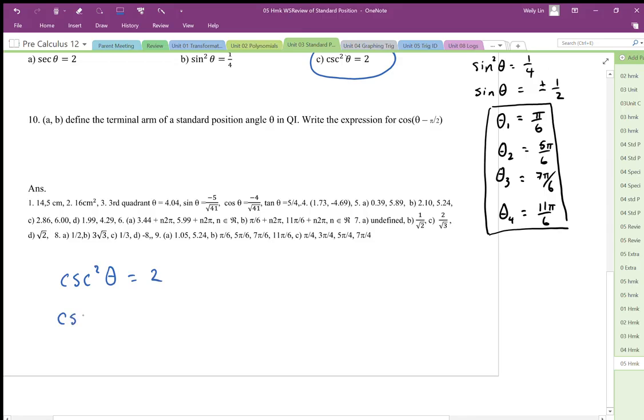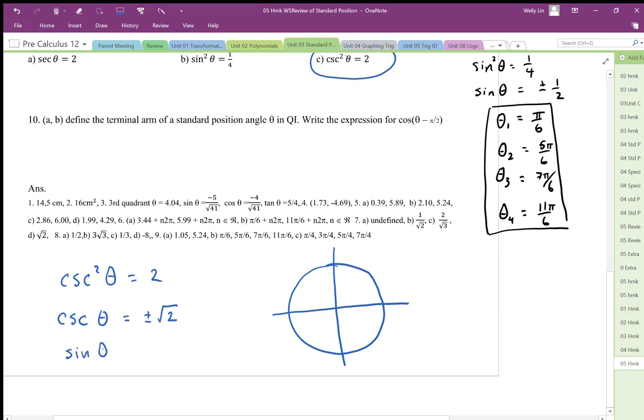So I'm going to square root both sides, and I get cosecant theta is equal to plus minus square root 2. If you know your cosecant ratios, then we can use that ratio, but most people are more familiar with the sine ratio. So I'm just going to switch that into sine, and we end up with plus minus the reciprocal, which is 1 over root 2. That's a little bit more familiar.